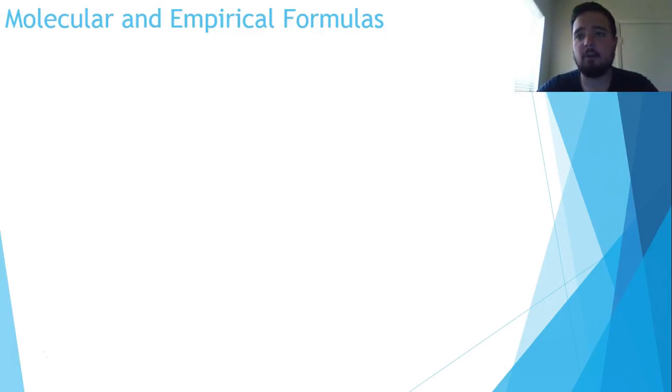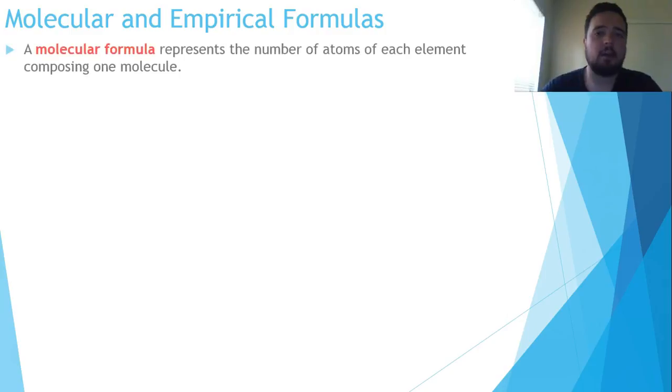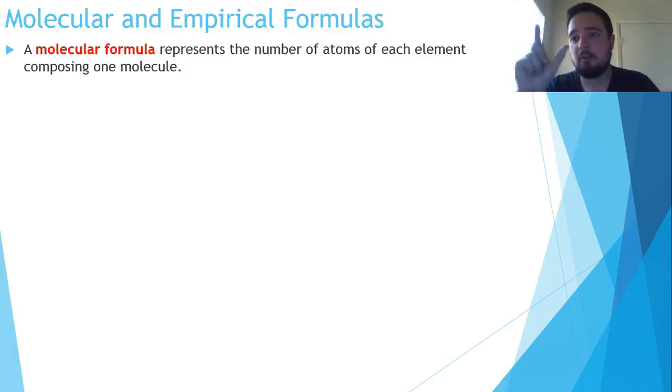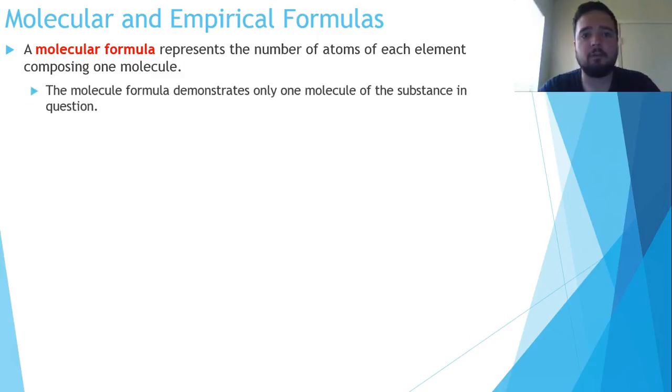So, molecular and empirical formulas. We're going to dive way deeper into this next unit, but we're just going to talk a little bit about it here. A molecular formula represents the number of atoms of each element composing one molecule. So it represents the amount of atoms of each type of atom for one single unit molecule, not every single molecule, just one single molecule in itself. A molecular formula demonstrates only one molecule of the substance.